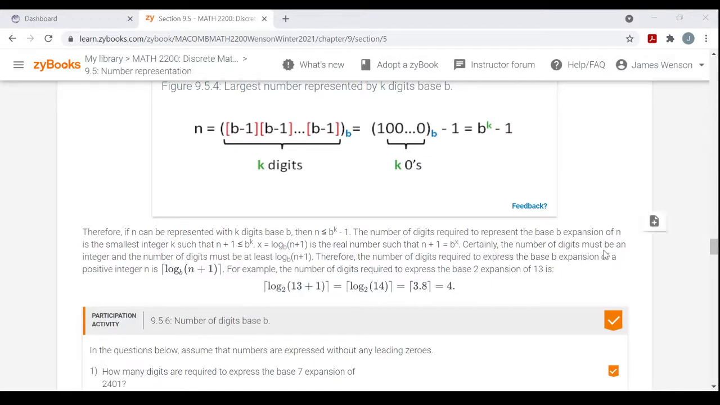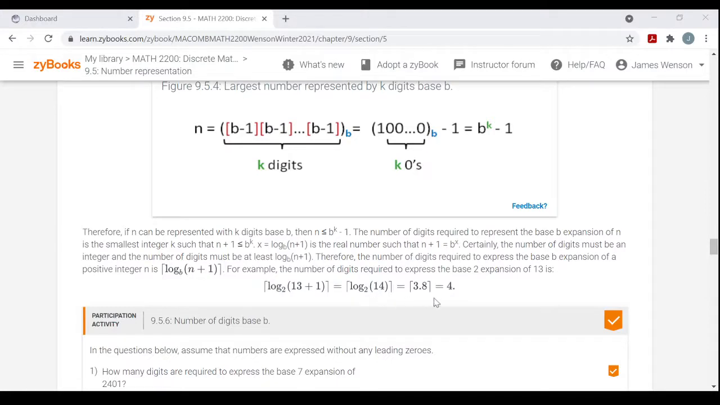So certainly the number of digits must be an integer, and the number of digits must be at least this log base b of n plus 1. Therefore, the number of digits required to express the base b expansion of a positive integer is the ceiling, and hopefully you remember the ceiling function, of the log base b of n plus 1. For example, the number of digits required to express the base 2 expansion of 13 is the ceiling of the log base 2 of 13 plus 1, the number you're talking about, plus 1.